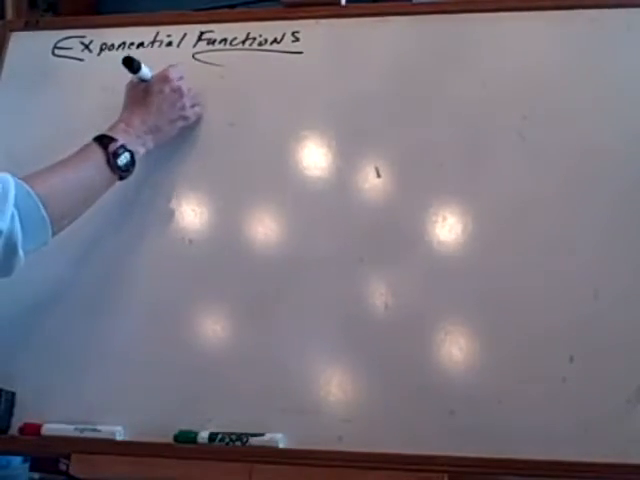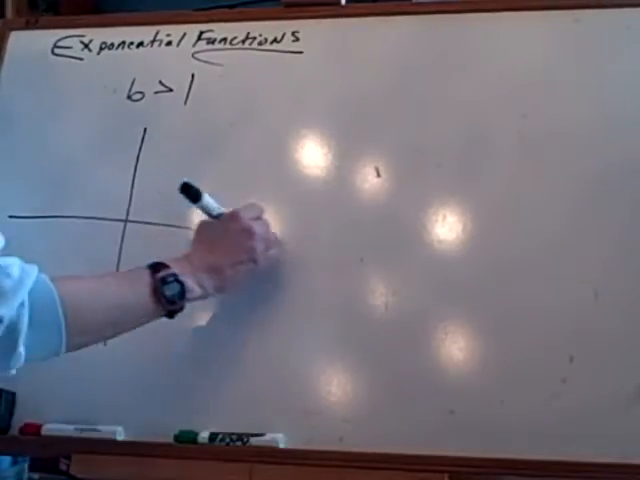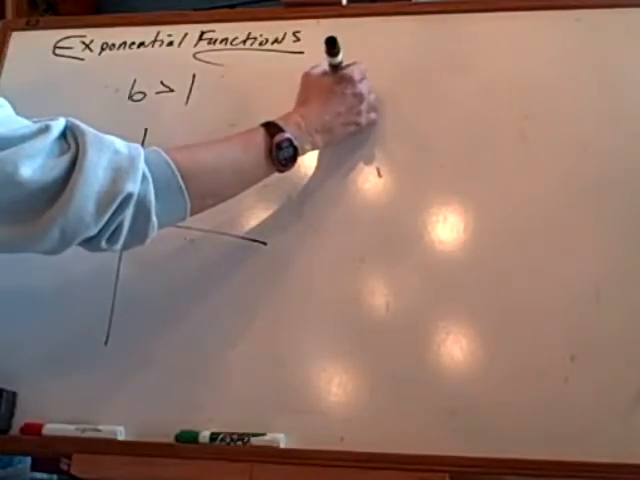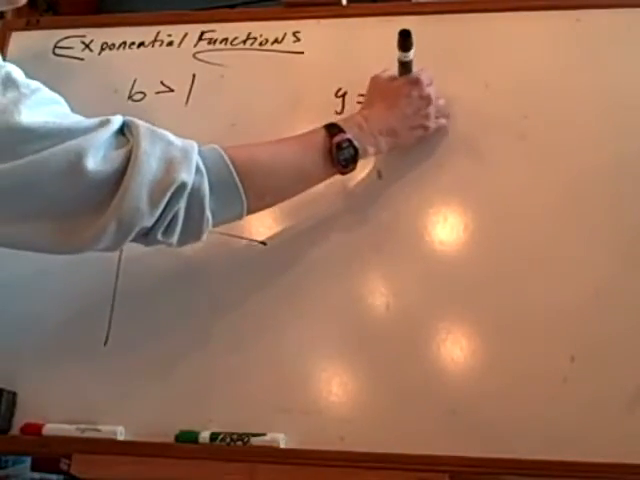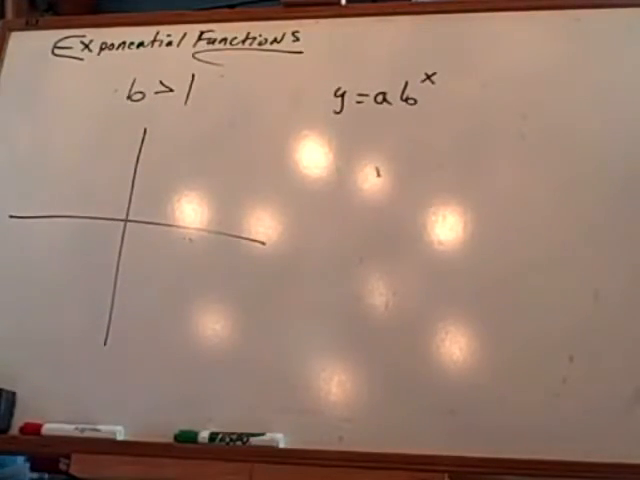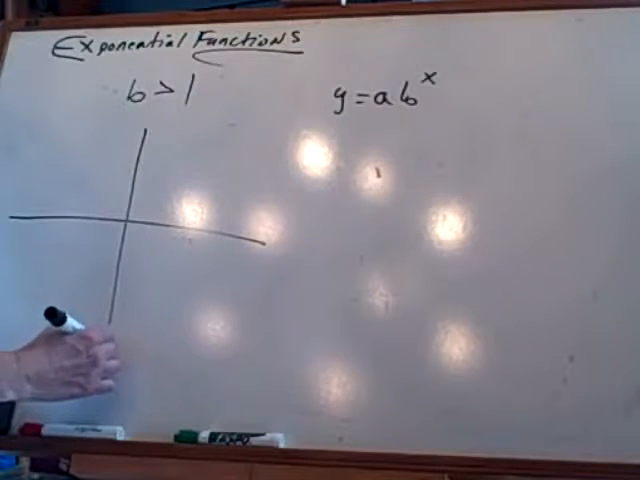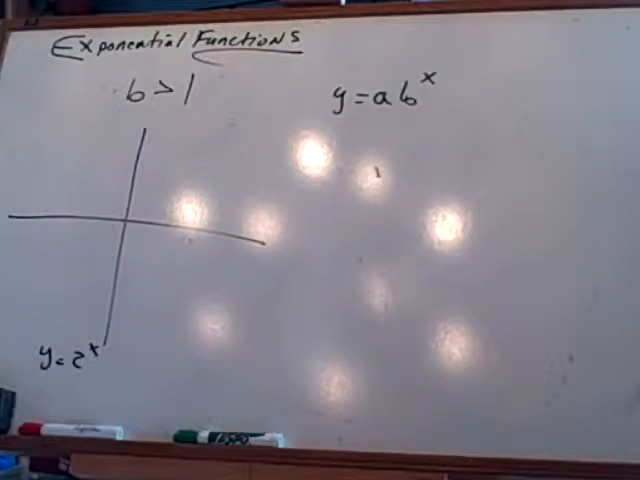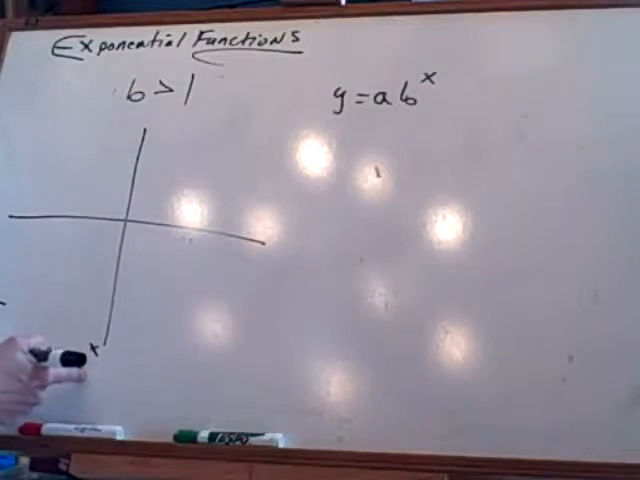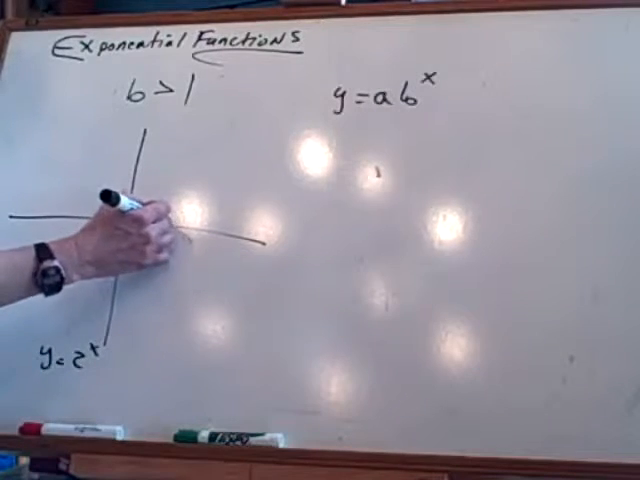Let's talk about b being greater than 1. We're going to look at that graph right there. Again, we want to look at our function, which is y equals a b to the x. This graph is of y equals 2 raised to the x power. We'll make a little t-chart with x and y. If we plugged in 0 for x, what would y be? 1.